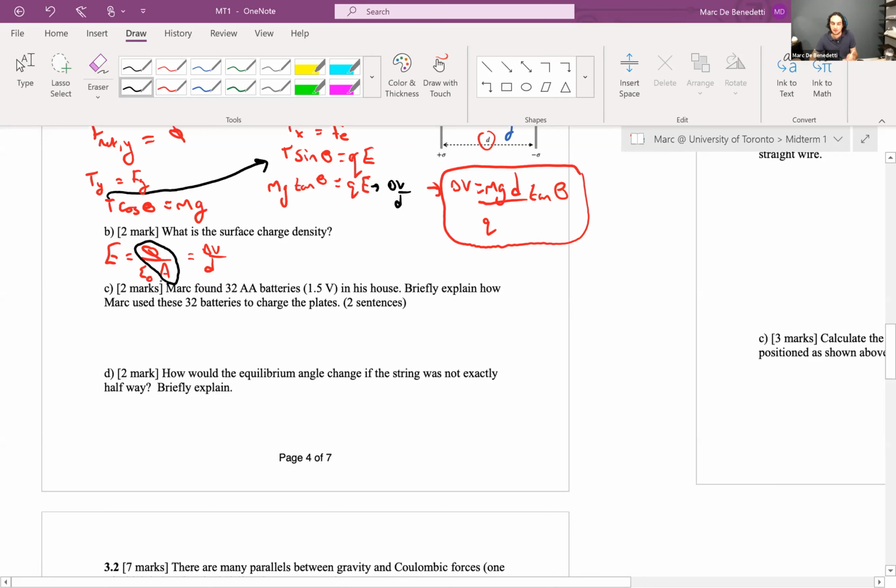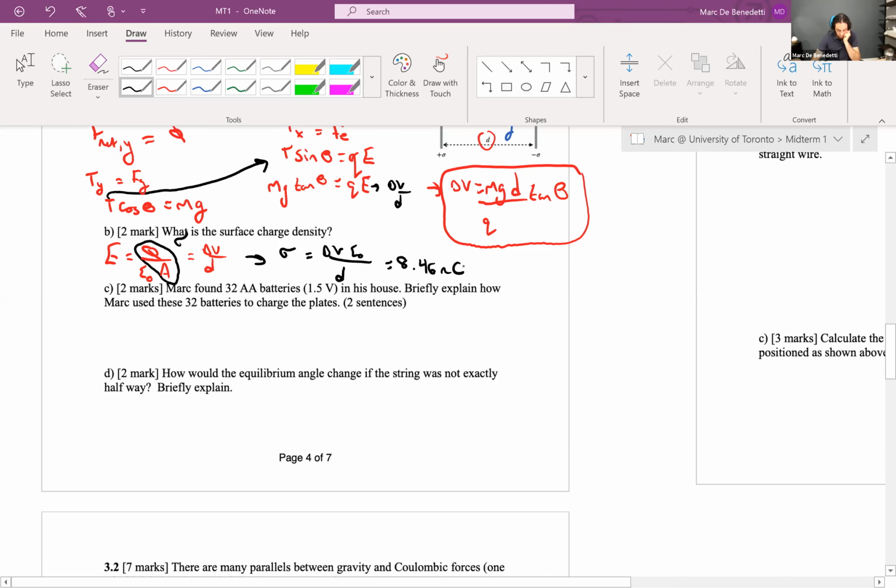So simply, we can just rearrange for Q over A, and let's call that sigma. You can call it whatever you want. If you want to call it rho, that's cool too. It honestly doesn't matter. And if you rearrange, you're going to get delta V over epsilon naught over D. So there you go. And I think if you plug all that in, you're going to get something like 8.46 nanocoulombs.